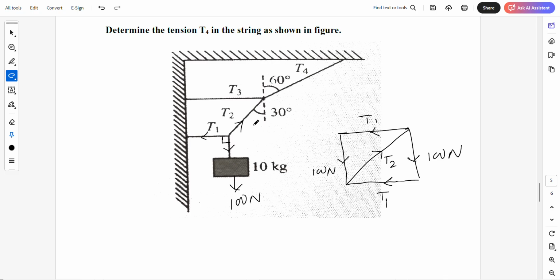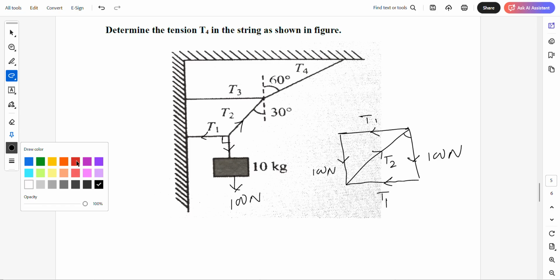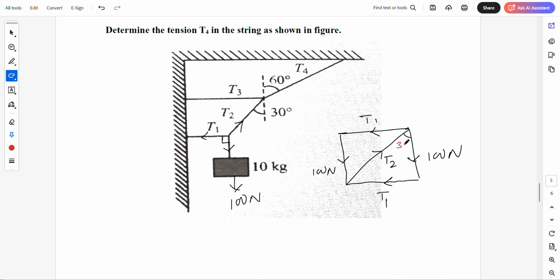Okay. Angle is given. Angle is given with what? Angle is given with vertical. This is 30 degrees. This is very, very important. This is 30 degrees given. Angle is given with vertical here, 30 degree. Okay, that we are writing here, 30 degree.